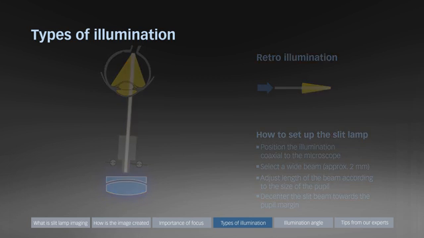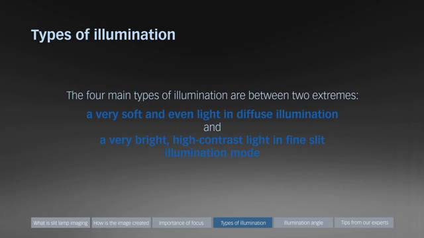Keep in mind, the four main types of illumination are between two extremes: a very soft and even light in diffuse illumination and a very bright high contrast light in fine slit illumination mode.